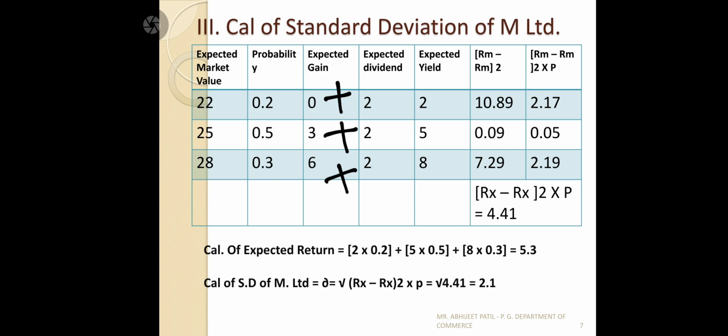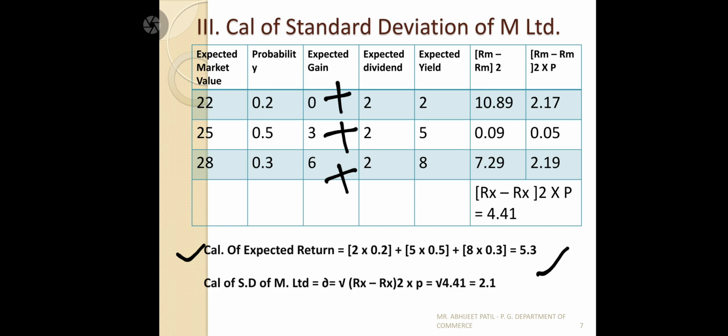Once we get the returns, we should find out your expected returns, that is 2 into probability 0.2 plus 5 into probability 0.5 plus 8 into 0.3, which will give the expected return of 5.3 for the financial year 2011-12. Once we get the expected rate of return, we should find out the standard deviation.